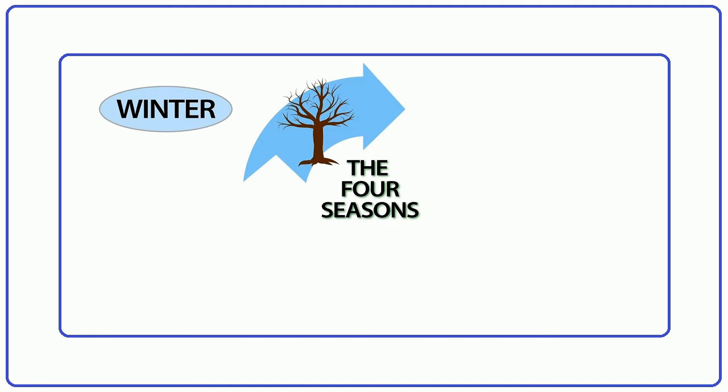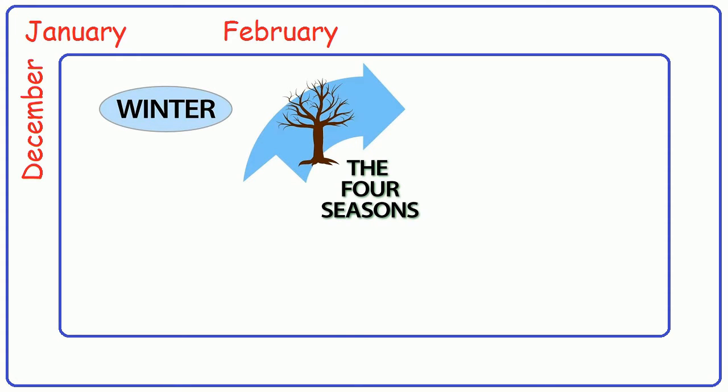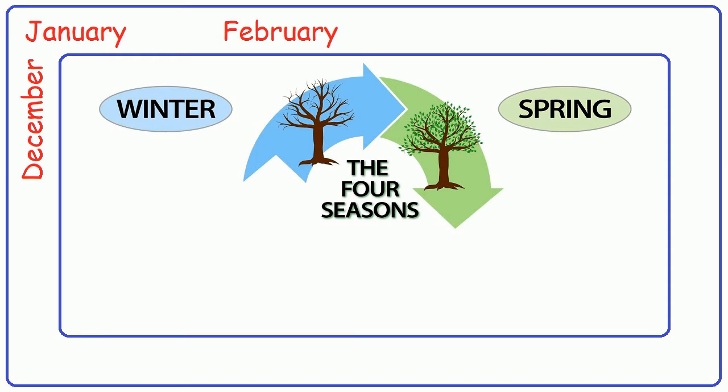Here is the first season. It is called winter. Now, how about the months? For how many months does winter last? Winter lasts for 3 months. What are they? They are December, January, and February. Okay? Now, the next season, the following season is called spring.